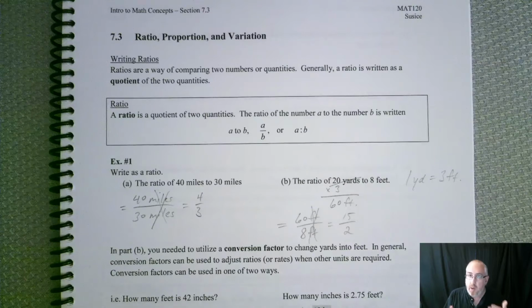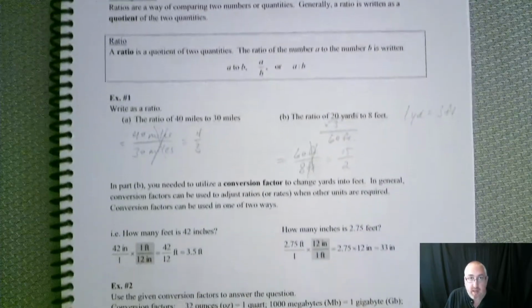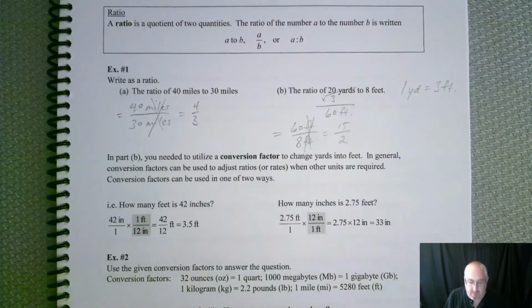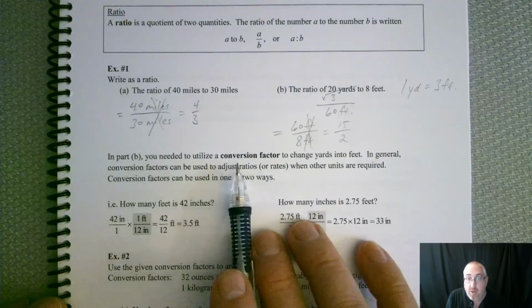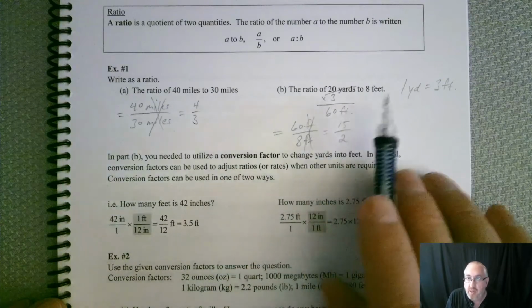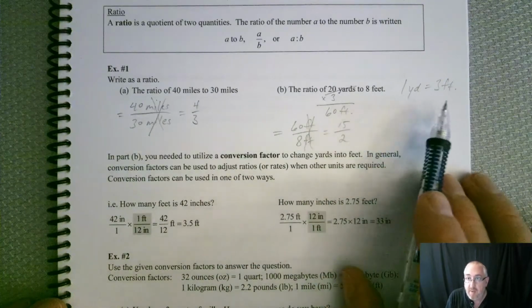Now, another way we can tackle these types of problems is to kind of show the math a little bit more embedded into the process. And what that looks like and how you can describe this a little bit is by using conversion factors. So we had to use a conversion factor to change the yards into feet.